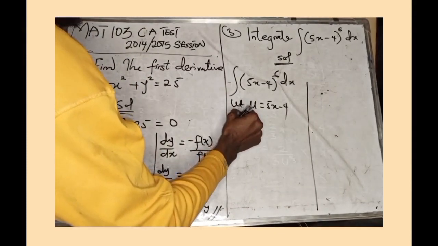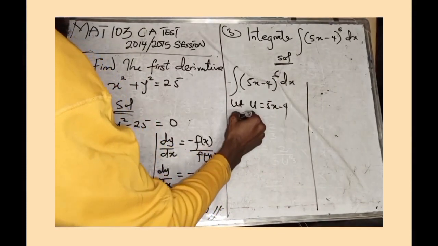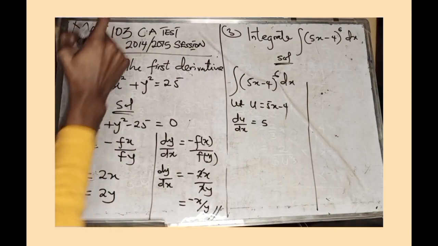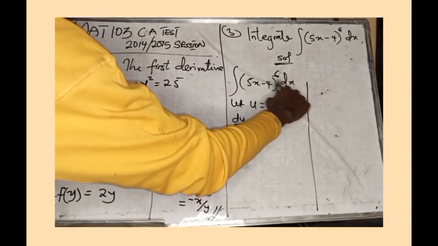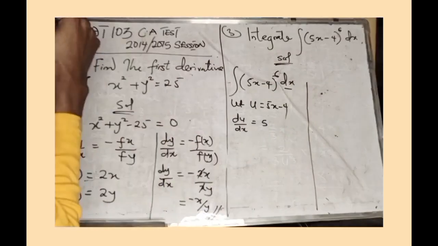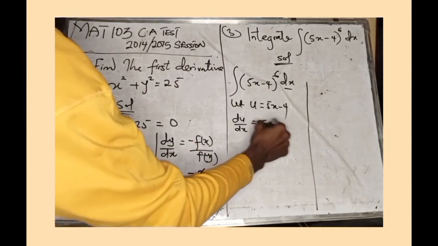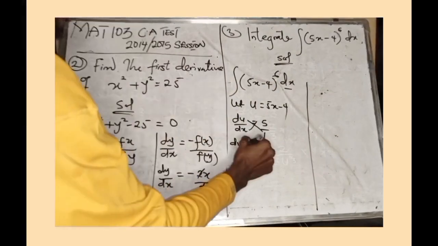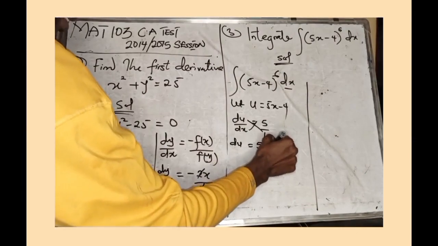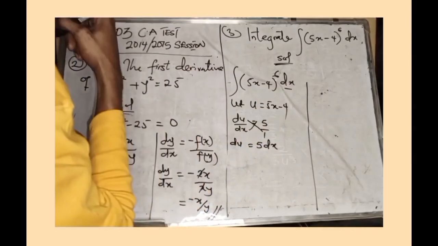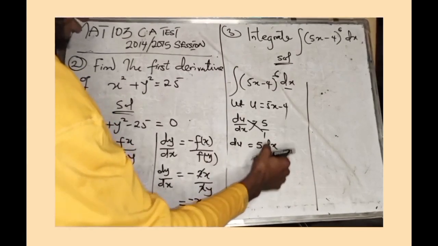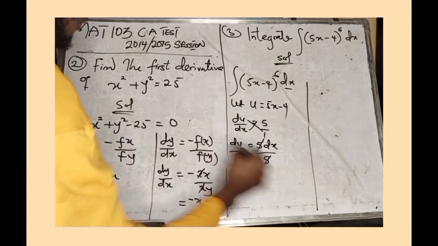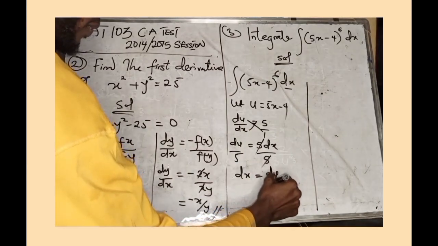Now let me differentiate the content in there. du with respect to dx is equal to 5. But guys, watch. My aim now is to obtain the value of dx. So I have to cross multiply this way. du times 1 gives me du, it equals 5 times dx, which gives me 5 dx. Because I want to obtain the value of dx, I will divide both sides by the coefficient of dx, 5. So therefore my dx is equal to du over 5.